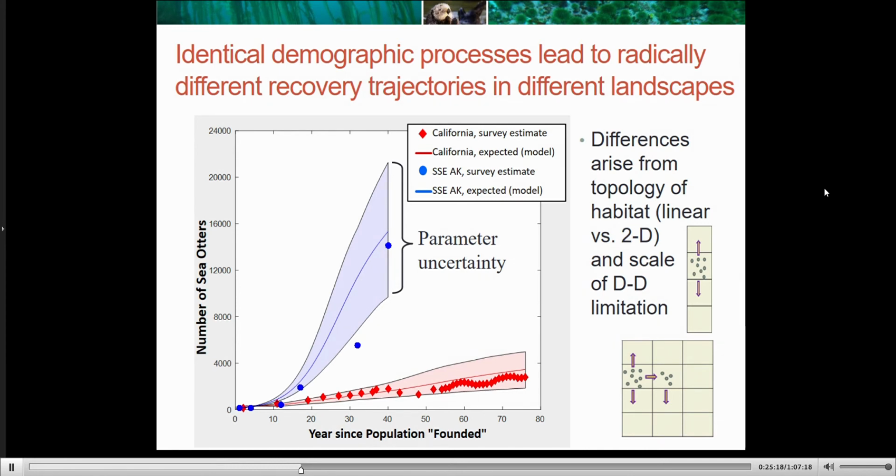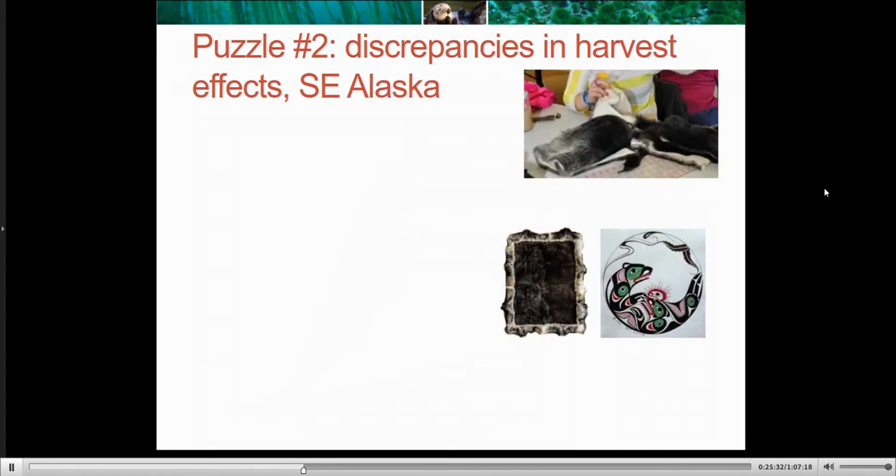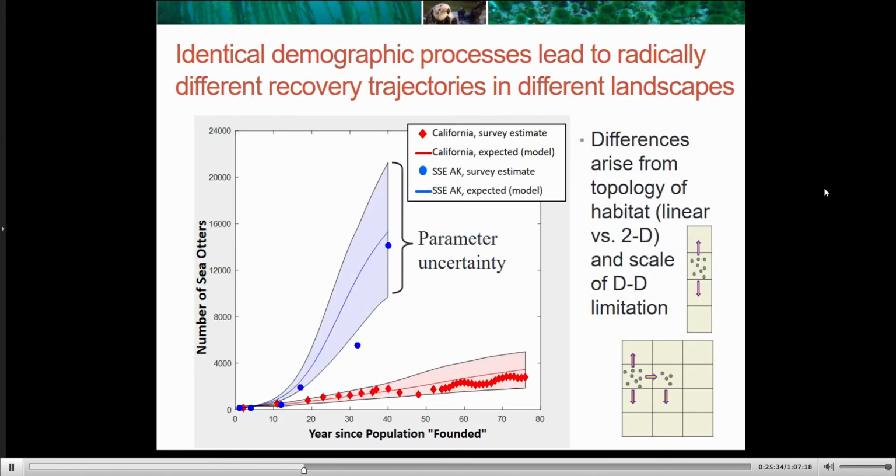In California, it's only going up and down. And that changes the proportion of the overall population that is at carrying capacity at any one time. So the differences just arise from the topology of the habitat combined with the low mobility of sea otters and local density dependence. So that is puzzle number one.